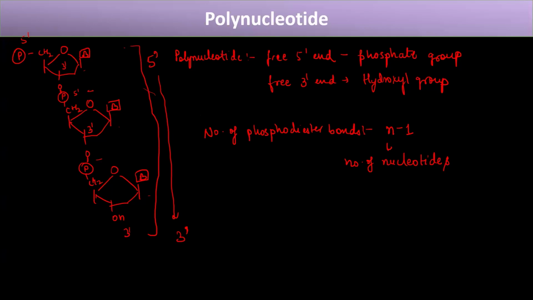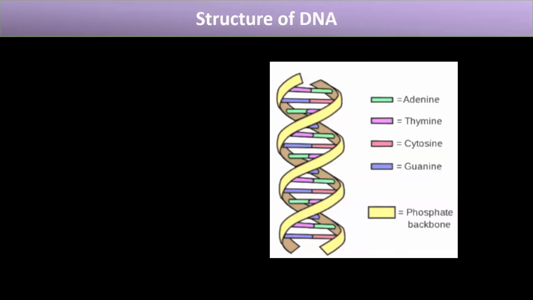And with this, we also understood what the directionality is, or what the 5 prime end and 3 prime end are, and why we call them the 5 prime end and 3 prime end. Now, with this information in the background, let's study the structure of DNA. DNA, we already know, is the genetic material in most organisms.